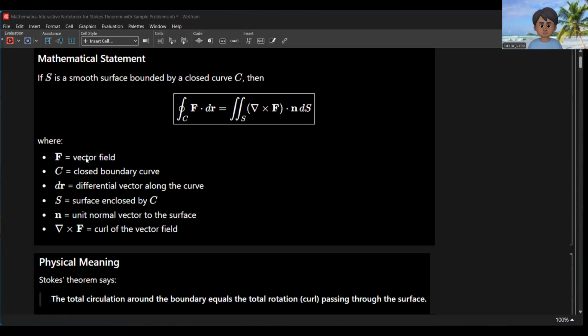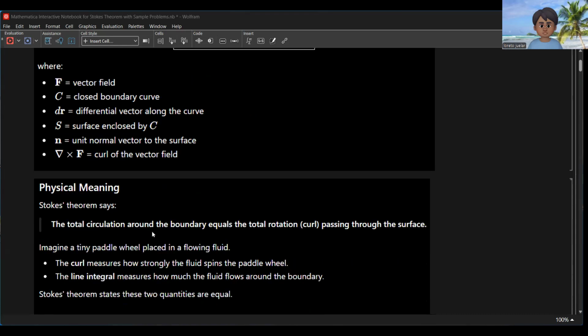So here, F is a vector field. The C here is a closed boundary curve. dr is a differential vector along the curve. S is a surface enclosed by C. We have the small letter n here, the unit normal vector to the surface. We have the curl of F, so we have the cross product of del and F, the vector field.